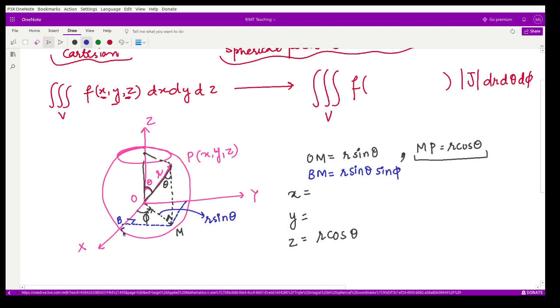And what is this distance? This distance is exactly this distance. So this is our y coordinate. So we have y coordinate as r sin theta sin phi.